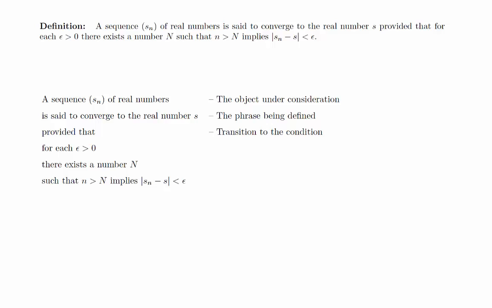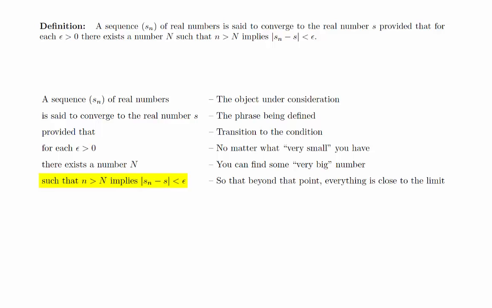Let's return to the definition of convergence. A sequence s sub n of real numbers is said to converge to the real number s provided that, for each epsilon greater than 0, for every single positive number no matter how small, there exists a number N, you can find a very big number called N, such that little n greater than capital N implies that the absolute value of s sub n minus s is less than epsilon. If you go far enough out, all the terms in the sequence are close to s. In other words, no matter which random numbers you draw from the box of epsilons, there is some number capital N that has the winning property.